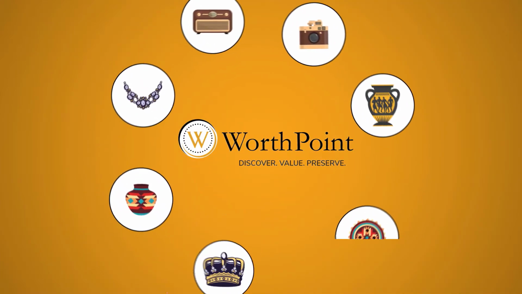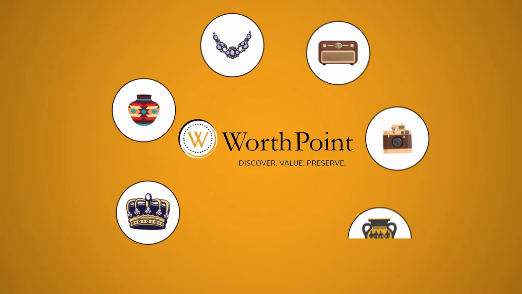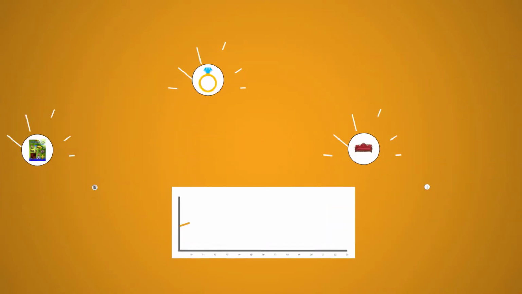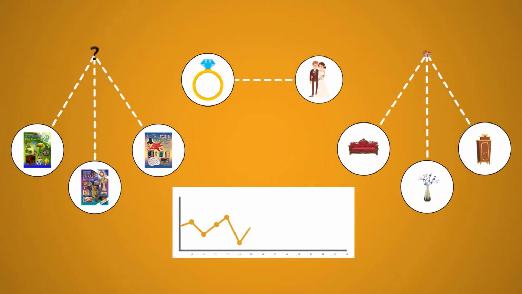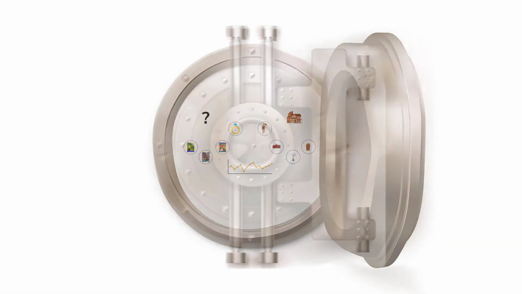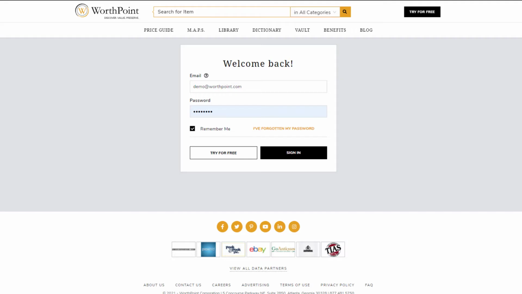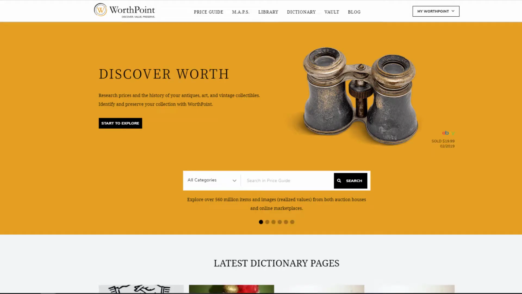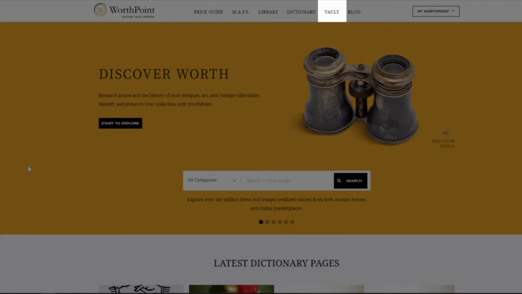The Vault is a collection management tool that helps you organize your items and track their value over time. If you're looking to learn how to access the Vault and get started organizing what's most important to you, you're in the right place. After you've logged into your WorthPoint account, you'll be taken to the home page of the site. From there, you can click on the Vault from the navigation menu at the top of the page.